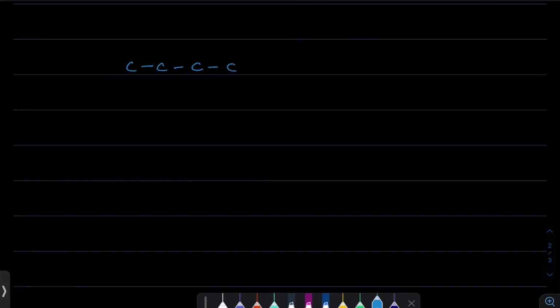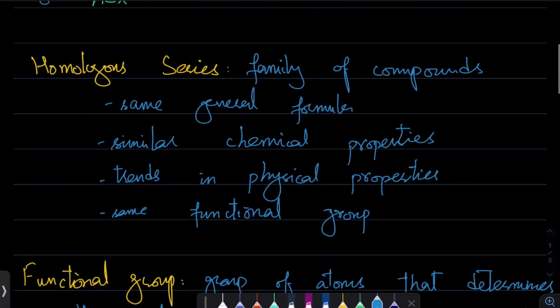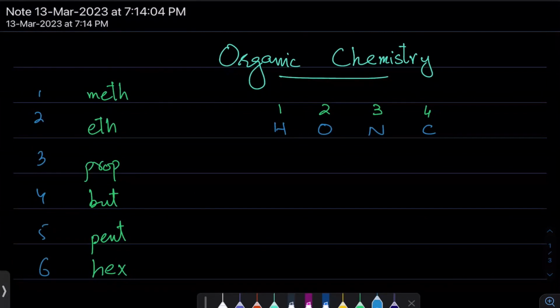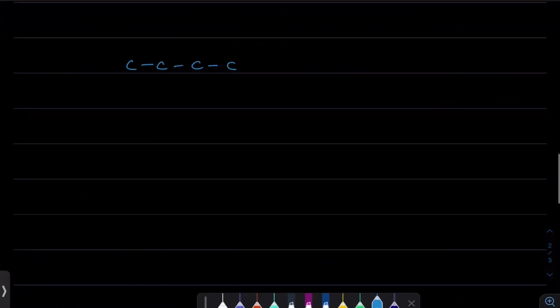Done. And now, because I'm working with single bonds only, I will fill it with hydrogens. Once you're done with the main thing, just fill this thing with hydrogen. How? You know that carbon should have 4 bonds. So every carbon in this should have 4 bonds. So let's see. This carbon has 1 bond already, so it needs 3 more. So I'll put 1, 2, 3. And these are supposed to be hydrogen. So 1 hydrogen, 2 hydrogen, 3 hydrogen.